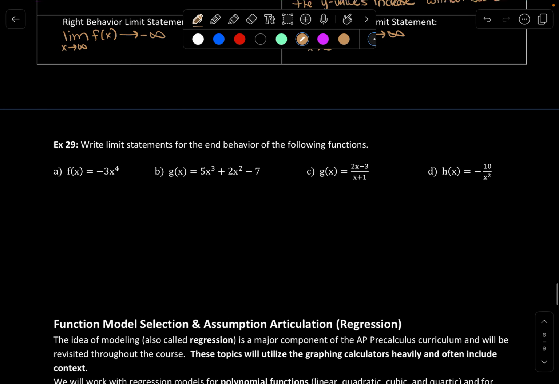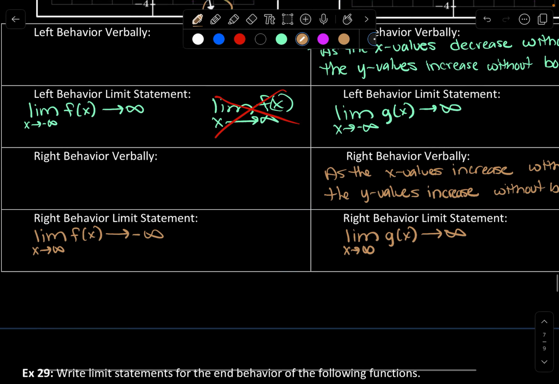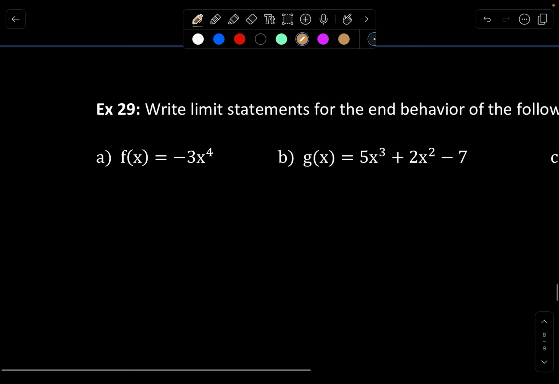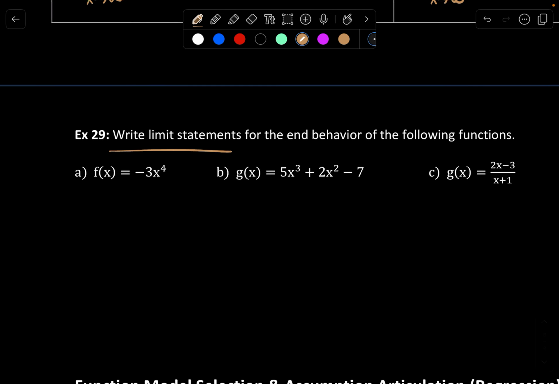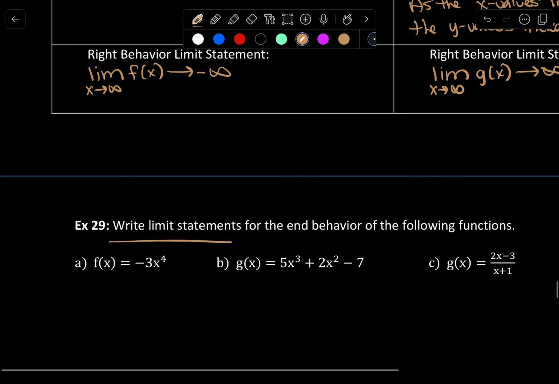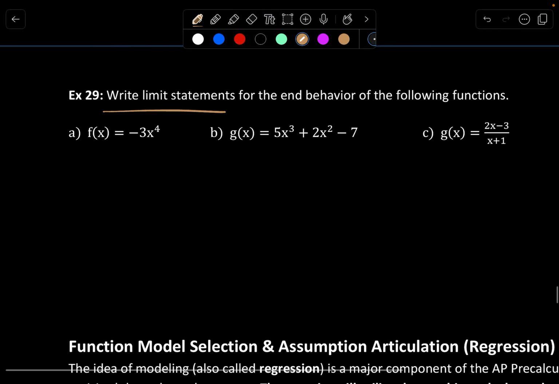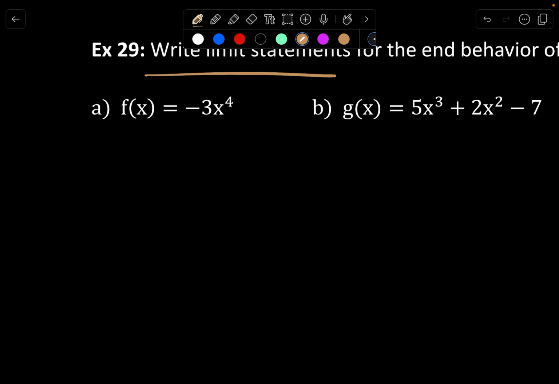All right, and then lastly for this one, this is graphically. Now we're looking at them analytically. So write the limit statements. That means we are writing the limit notation, what we did up here, okay? For the end behavior of the following functions. That means we want the right and the left end behavior.